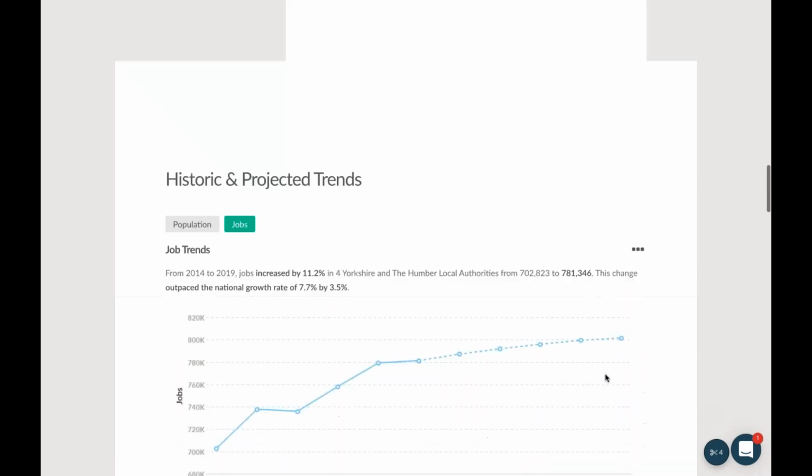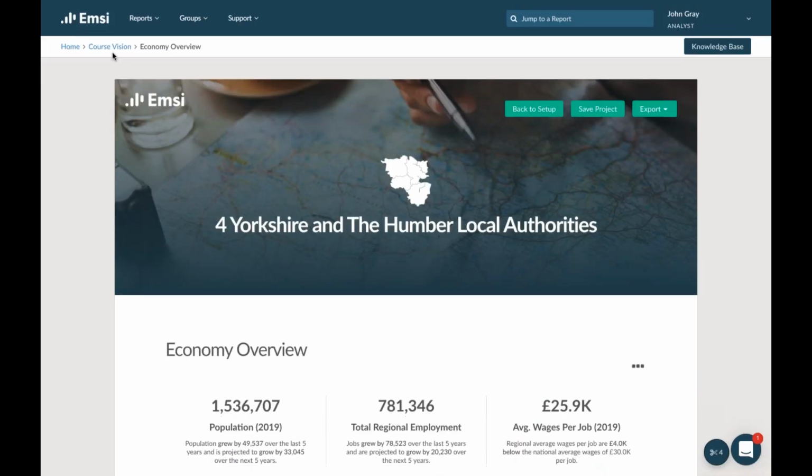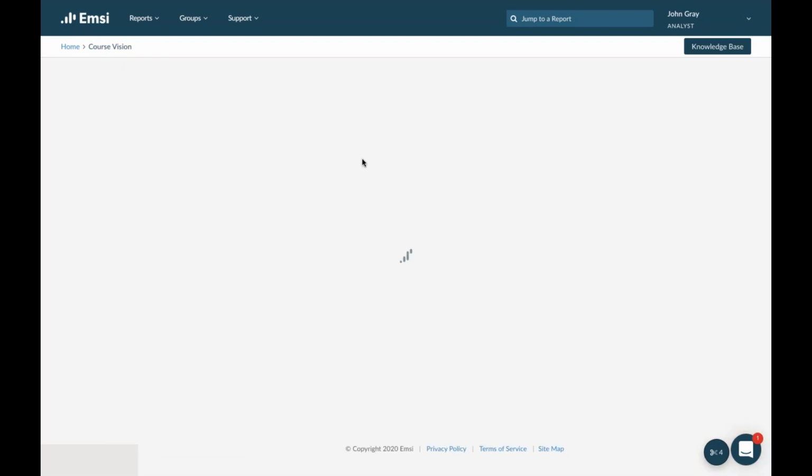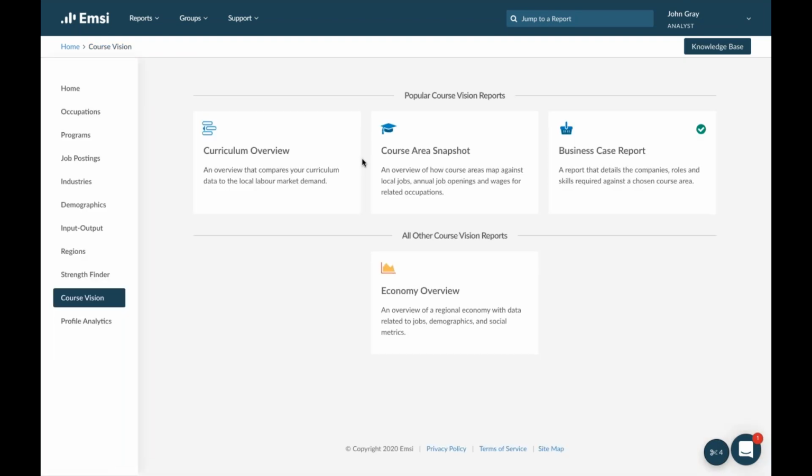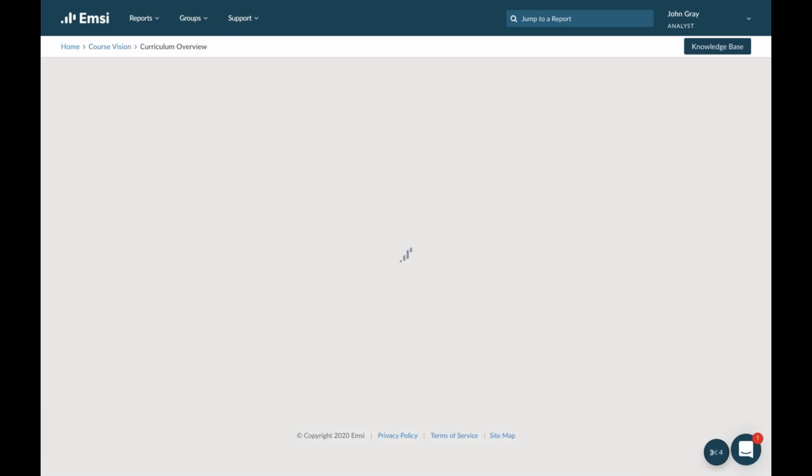So that's the economy overview report. It gives you a really nice broad overview of what's happening in the economy. From that, what we're trying to do is see some key trends, things which are growing, things which are declining, areas which we may want to look at in a bit more detail. We're then going to go into the curriculum overview.